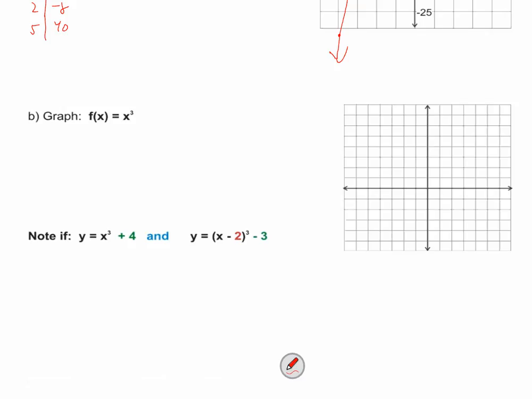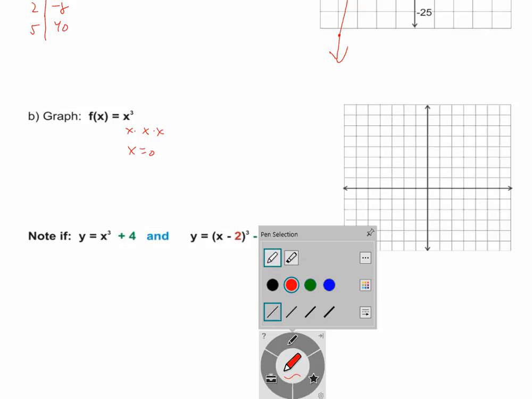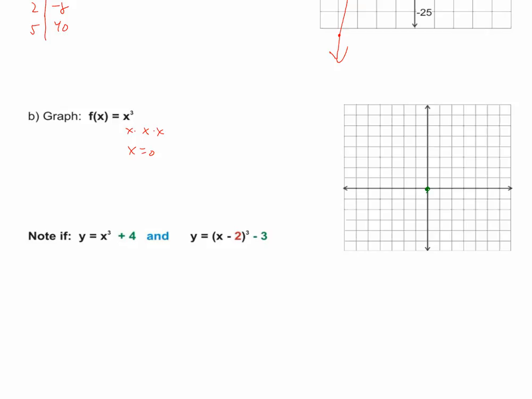Graph f of x equals x cubed. Look, this is x times x times x, right? So a 0 is x equals 0, right? Got to remember that my color has to change there. So I've got that point. Do I have any other zeros to find? The answer is no. So what am I going to do next? Next, I'm going to have to do my XY chart. And again, that's what you would do. And I'm just going to do this very, very quickly for time's sake.